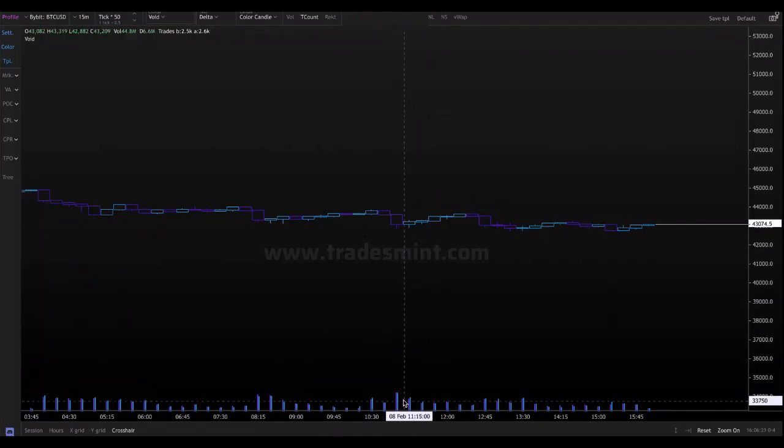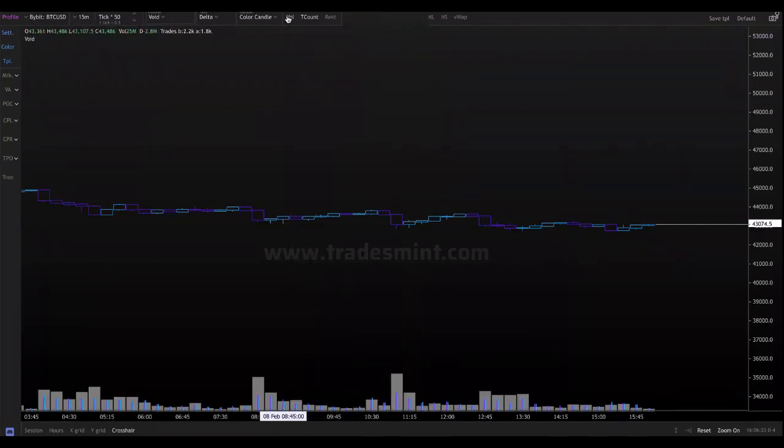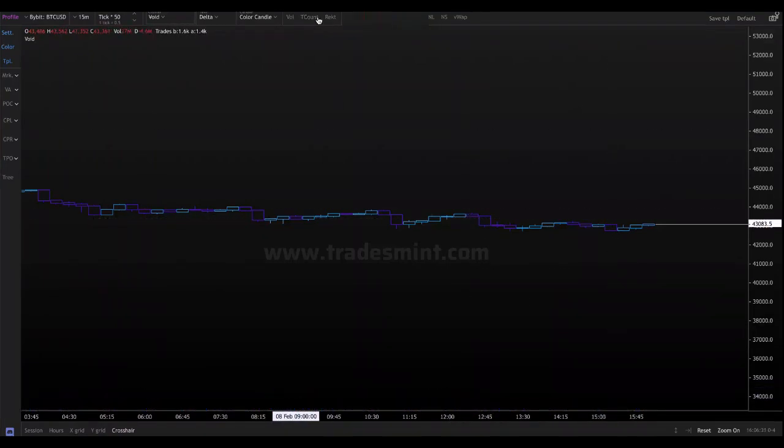The trade count is showing you how many trades are open, longs and shorts, in any given candle. So you can put volume and trade count on at the same time to basically see of that volume how many were longs, how many were shorts. Very similar to delta.